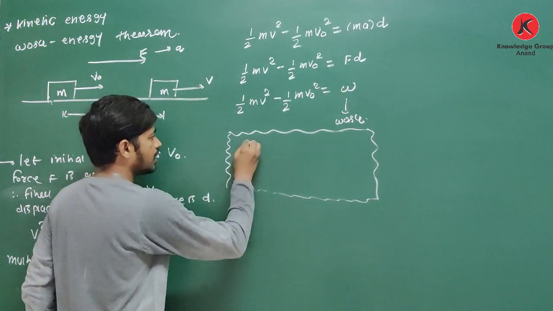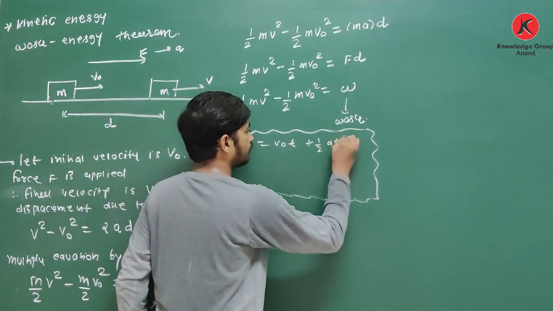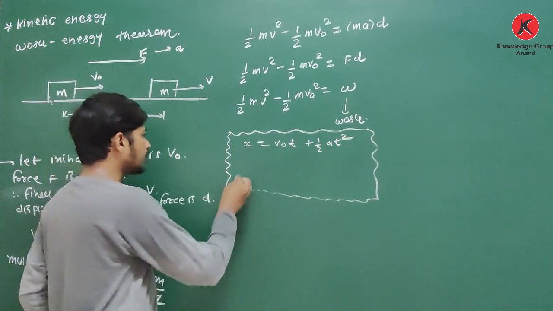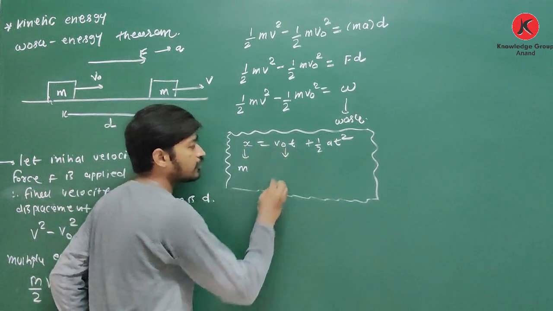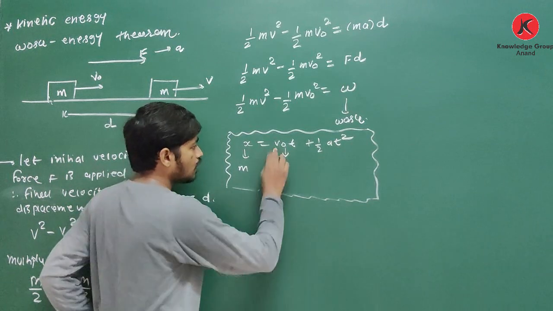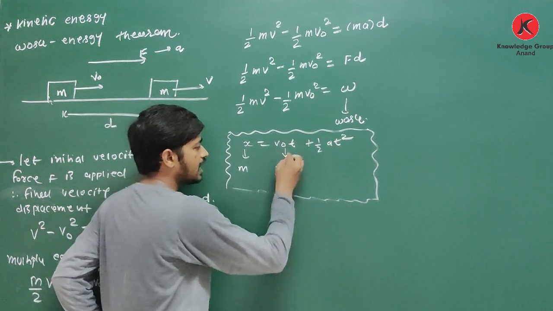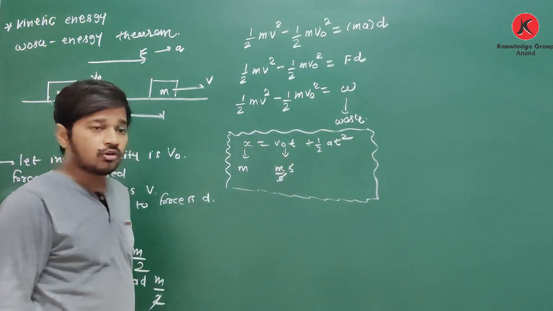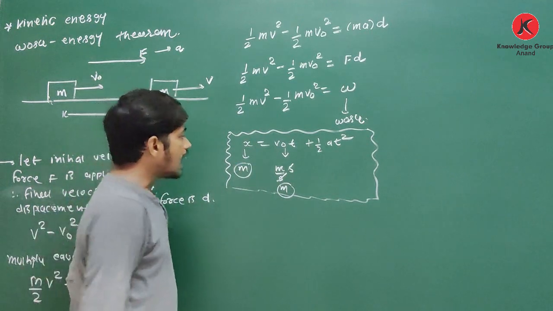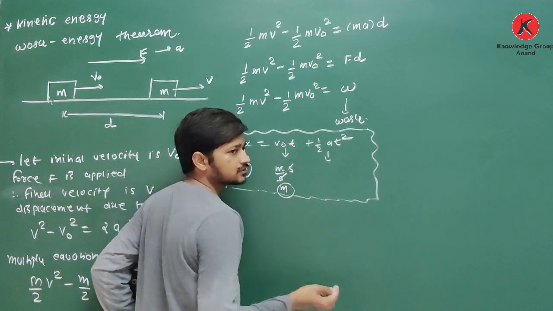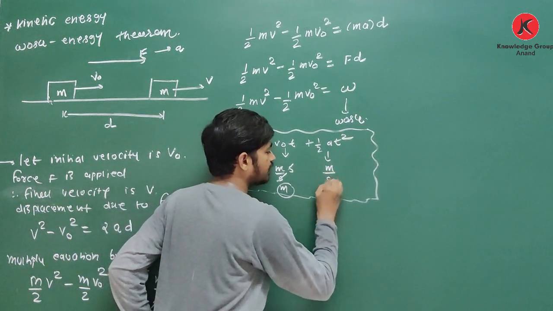We know the equation x is equal to v0 t plus half a t square. What is the unit of x? Meter. What is the unit of v0 t? Meter. How? v0 is initial speed, whose unit is meter per second, and t is second, so the unit of v0 t is obviously meter. Clear about this? For half a t square, half is a number so it has no unit, and the unit of acceleration a is meter per second square.